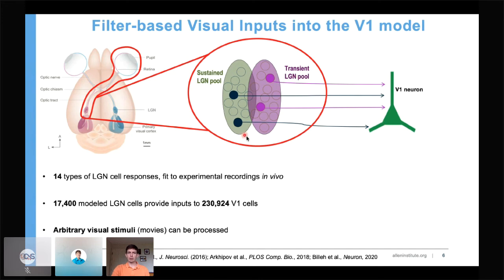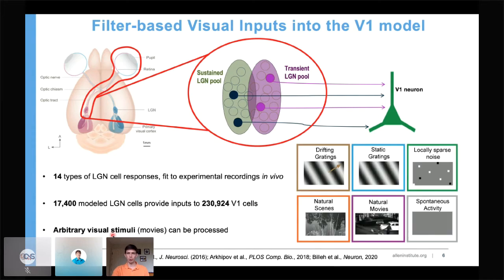This output represents basically the outputs of the LGN cells. There are 14 types of them, all fit to experimental recordings in vivo. There are about 17,000 of such LGN filters that provide inputs to over 200,000 V1 neurons in our model. And as I said, they can process arbitrary visual stimuli because they operate in this visual space as filters. So now we can use any visual stimulus we like. Of course, it will take some computation to process it, but we can use the same stimulus as our experimental colleagues are using, and that way compare apples to apples, the output of our model with experiments.